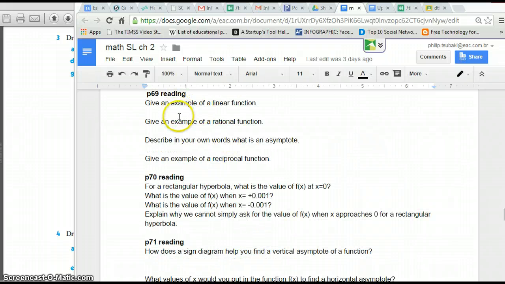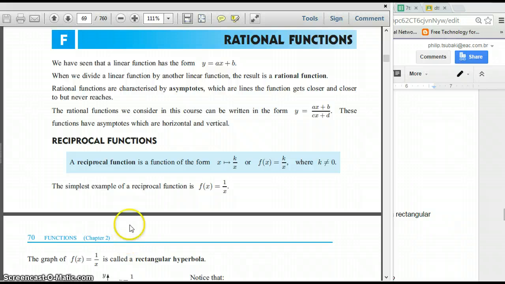Now we'll answer the questions for page 69. Give an example of a linear function. A linear function is a line. You know what a line looks like. It's like y equals 3x plus 1. A line looks like this. Y equals 3x plus 1. Okay, instead of a and b, you're going to put in numbers.